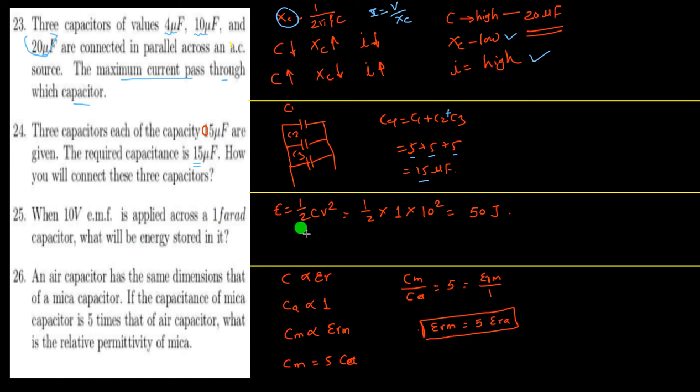A 10 volt EMF is applied across a 1 farad capacitor. What will be the energy stored? It is 1 half CV square. C is 1 farad, voltage is 10 volts. So 1 half into 1 into 10 square, which gives you 50 joules.